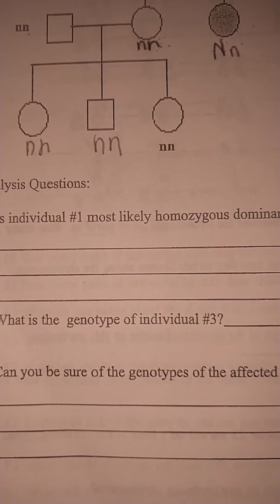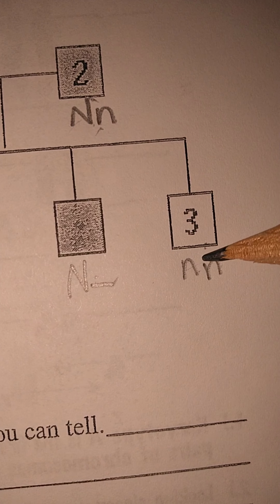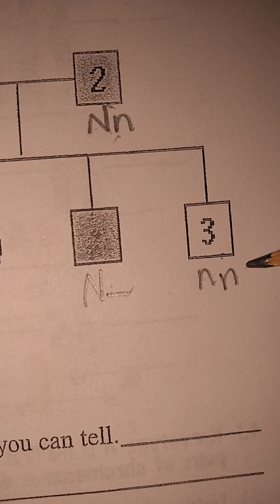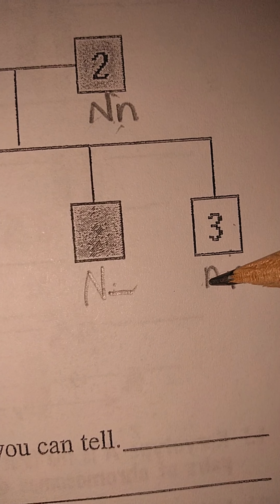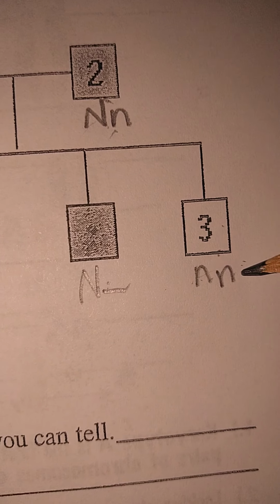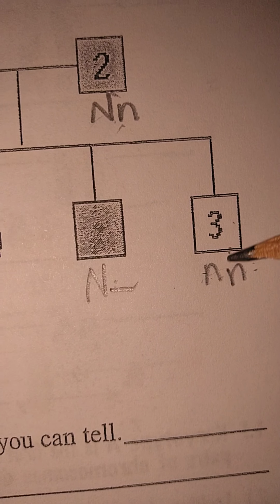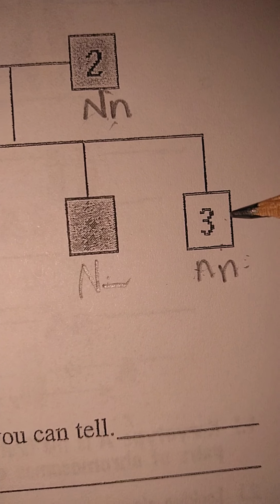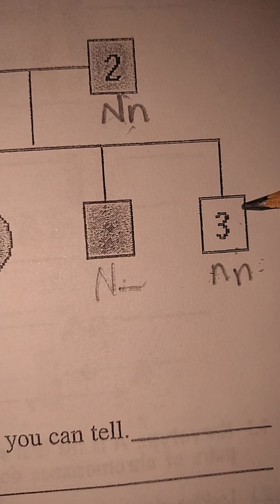And what's the genotype of individual 3? Okay, individual 3 is right over here. Normal is recessive. It's showing the normal recessive trait. To show the recessive trait, it has to be little n, little n. So individual 3 would have to be little n, little n, because it's showing the recessive trait of not having neurofibromatosis.